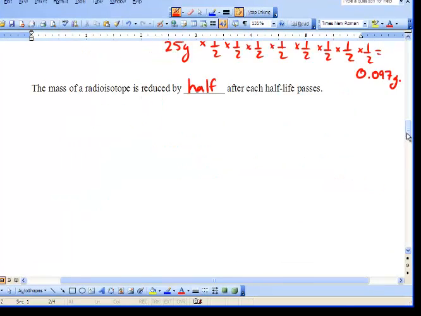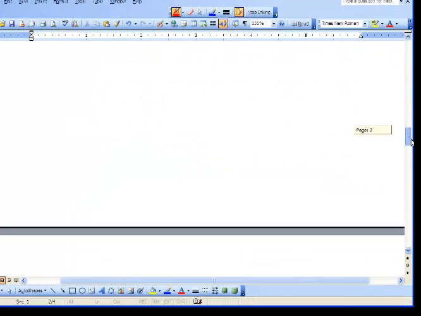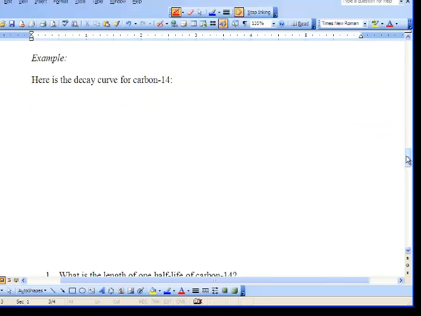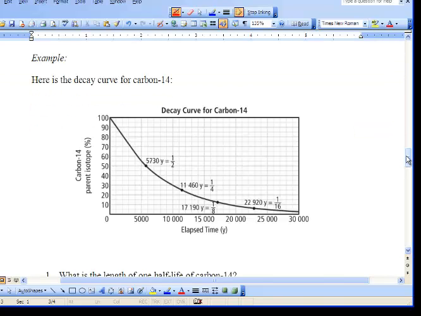We're going to get more work on this in class, but I would like you to turn the page and try looking at these few questions, these 4 questions, for carbon-14.